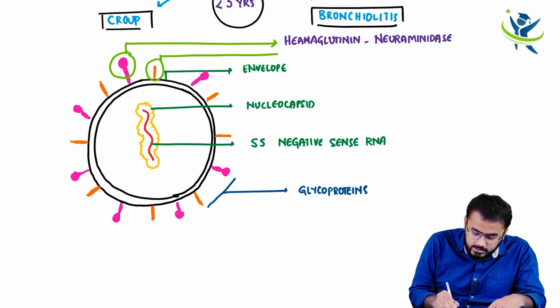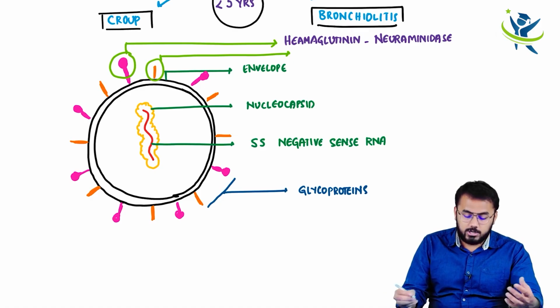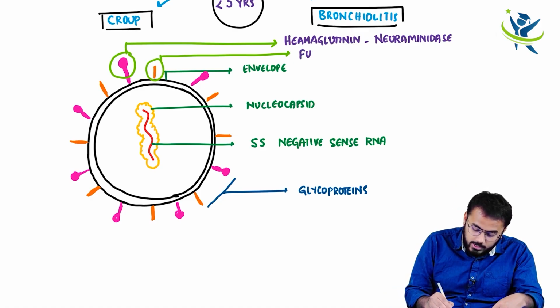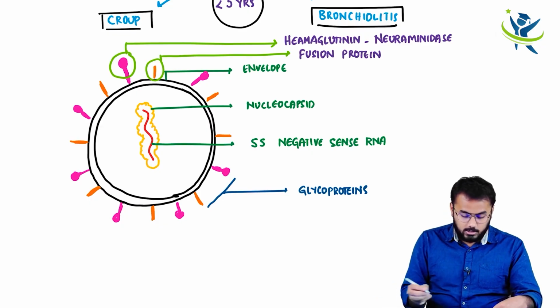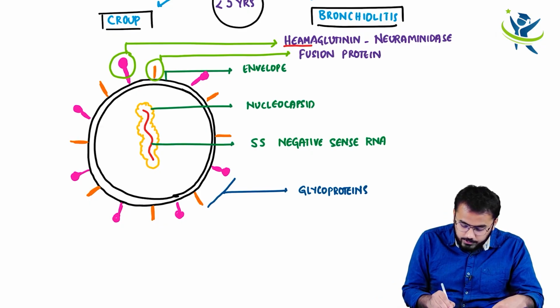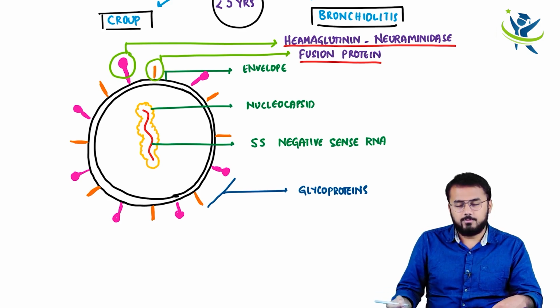So what is this orange color glycoprotein called as, guys? Anyone? This particular orange color glycoprotein is called the fusion protein, or F protein. Okay, fine. So what is the importance of this hemagglutinin-neuraminidase glycoprotein and fusion protein?